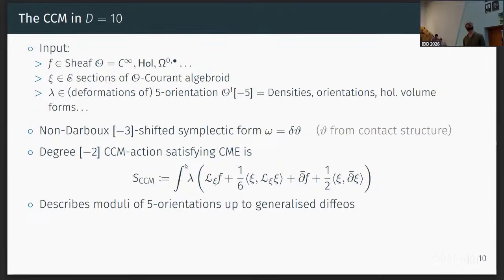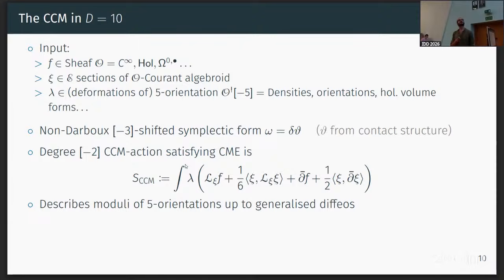I'm going to now use some scary words that I only understand very superficially. For this Courant contact model, which I will call CCM from now on, we have the following input data. We have some parameter f, which lives in a sheaf of DGLAs, which, again, scary word, but it roughly means you either have smooth functions, holomorphic functions, or some Dolbeault resolution of holomorphic functions.